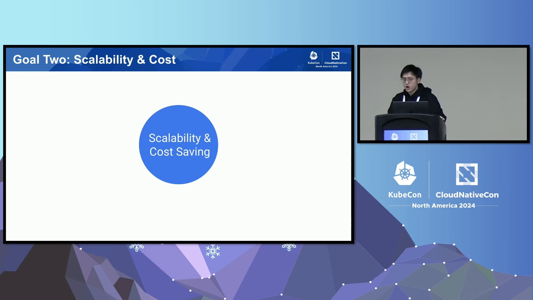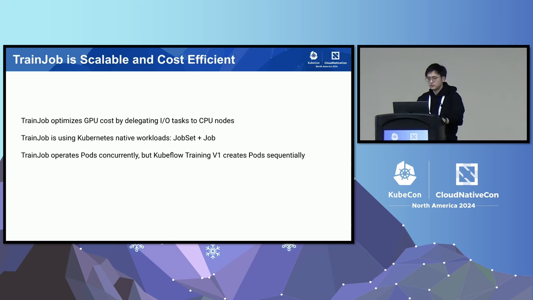Next, I'm going to talk about scalability and cost saving. Typically, train jobs need to prepare the base model and dataset, but we often execute such initializations in the init container or main container, as part of the main trainer jobs or pods. That will reduce cost effectiveness, because even though downloading the model and dataset does not use GPUs, those pods keep holding the GPUs. So the training operator will prepare the dataset and model separate from the main trainer jobs.